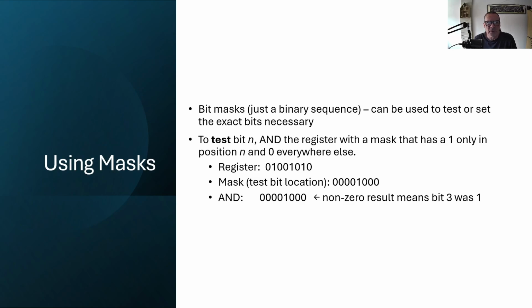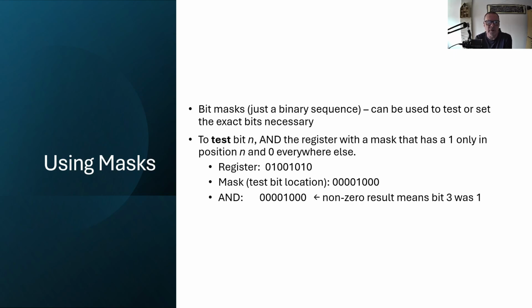Now to do this sort of thing, we can use a bit mask, and a bit mask is just another binary number. It's a sequence of zeros and ones, but the specific sequence really matters. So to test a bit, any bit, let's say we want to test bit n, we're going to use the AND bitwise logical operator with a register and a mask where it has a 1 only in position n and 0 everywhere else.